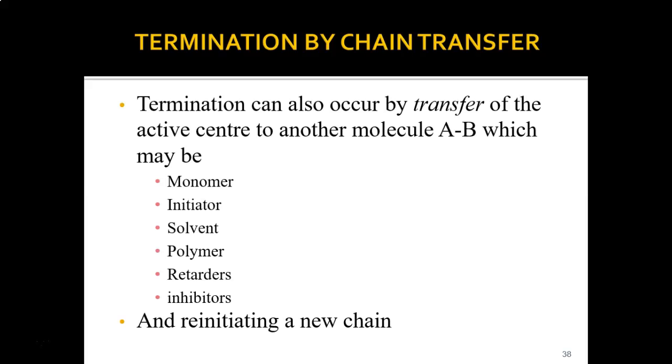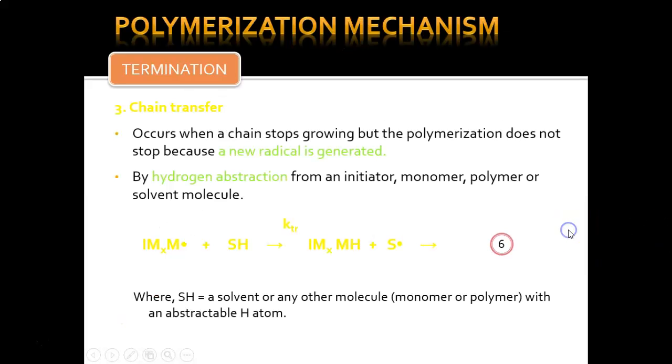Termination can also occur by transfer of the active center to another molecule AB, which may be monomer, initiator, solvent, polymer, retarders, inhibitors, and reinitiating a new chain. Okay, this is called termination by chain transfer.